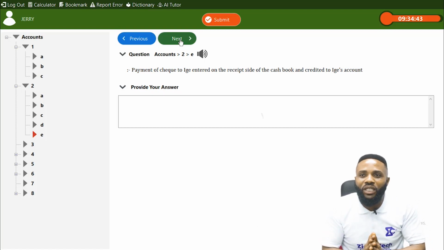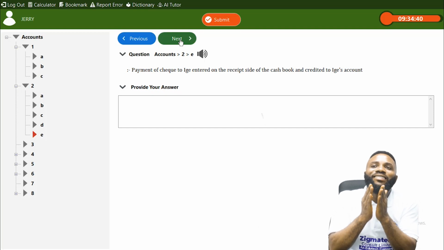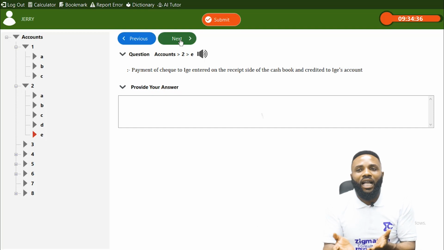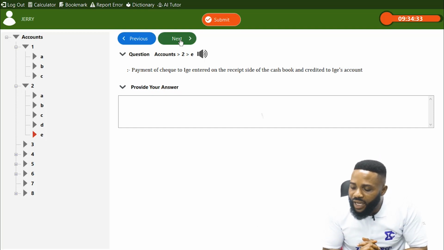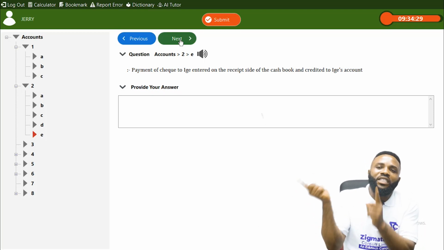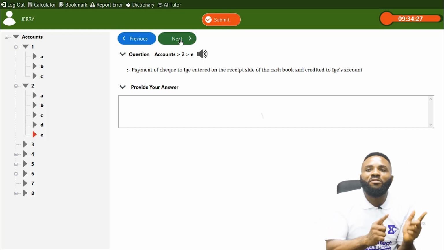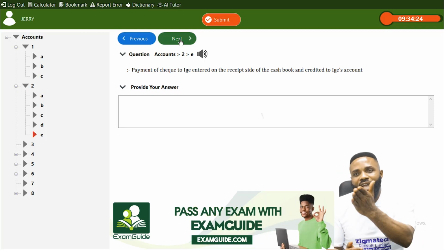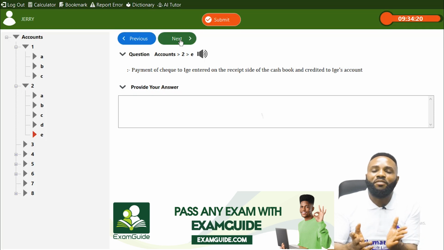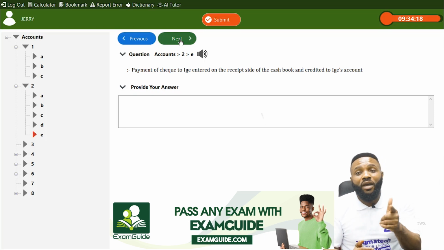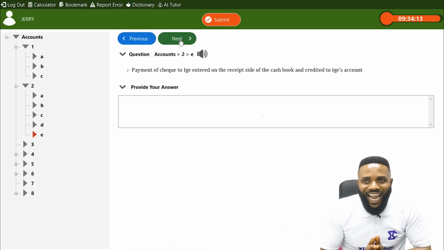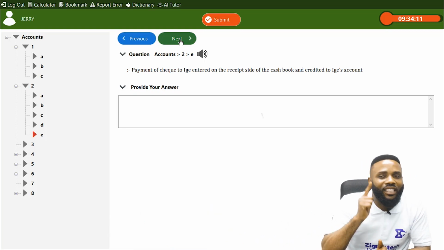Now let's look at the error committed. They said it was entered on the receipt side of the cash book and credited to Ige's account. This is what we call complete reversal. Why is it called complete reversal? What is meant to be debited is credited, and what is meant to be credited is debited. Ige's account that is meant to be debited is credited, and then bank that is meant to be credited is debited. So this is what we call error of complete reversal, and this error will not affect the trial balance.